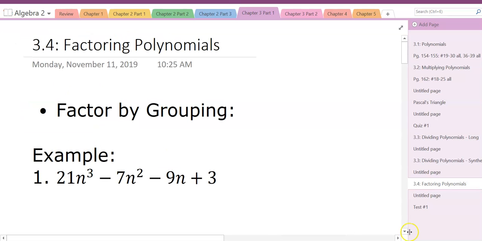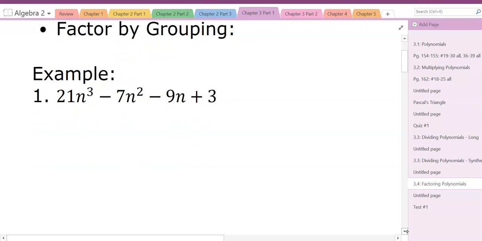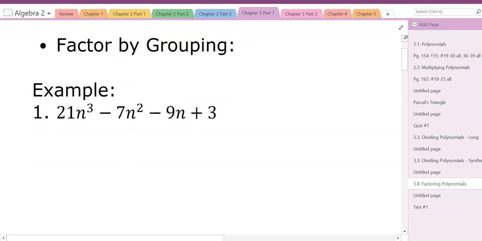So for example, if this is what they give you, 21n to the third minus 7n squared minus 9n plus 3, this has 4 terms. If you're trying to factor it by grouping, you want to cut it in half so that it's evenly grouped, 2 in one set and 2 in another set. So I put parentheses around the first 2 terms and parentheses around the second 2 terms. And on the second 2, because it says -9, I make sure to pull the negative into the parentheses, because I'm probably going to want to pull it out eventually.